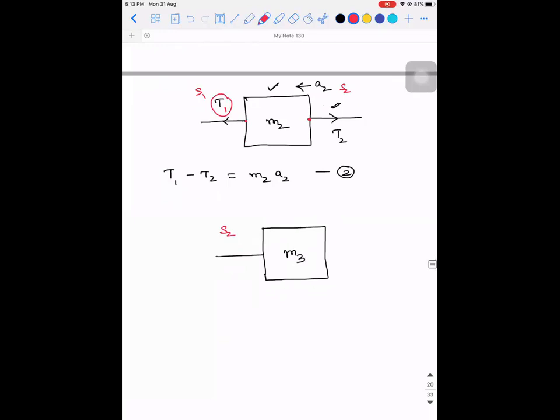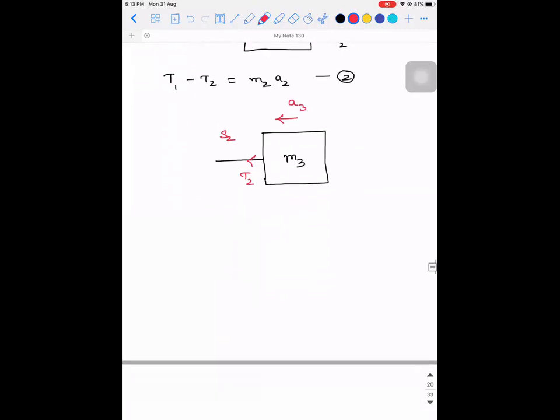So on string number 2, what happened on the right of M2? T2 was acting to the right. What will happen on the left of M3? The same T2 will act to the left, because tension is an action-reaction pair. If this is A3, then T2 will be equal to M3 into A3. Let this be equation number 3. I hope it is clear.